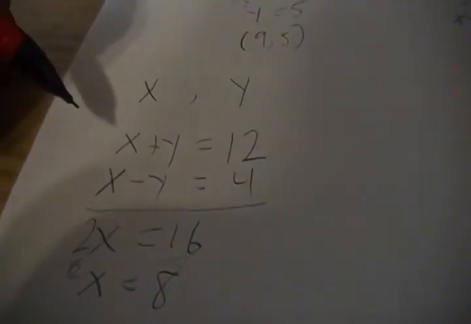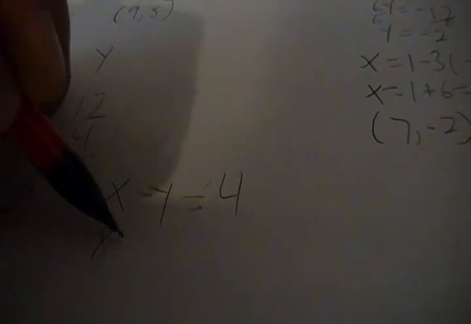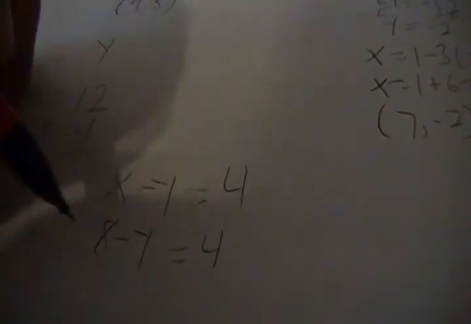Alright, now solve for y. So you can just take one of these equations and solve for y. Okay, so let's take the bottom one. So we get x minus y is equal to 4. Alright, we know what x is, it's 8. So we get 8 minus y is equal to 4.